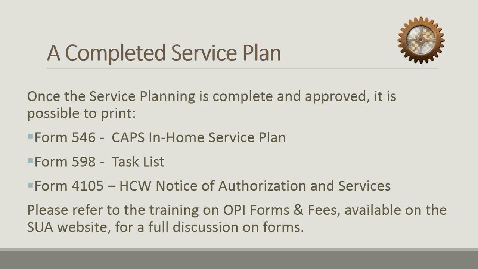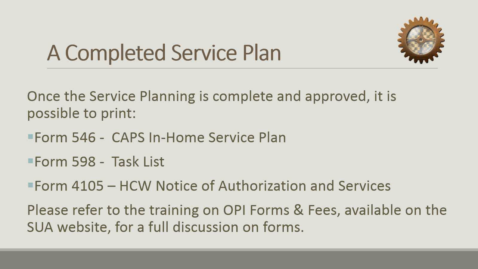So now that we have completed the service plan, it is possible for you to print the 546, which is the CAPS in-home service plan. That is what you give to other workers depending on the process of your office. Perhaps you yourself process 546s, but it is a way of generating vouchers in the mainframe system. And then we can also print the Form 598, which is the task list, which is required to go to both the client consumer and the home care worker.